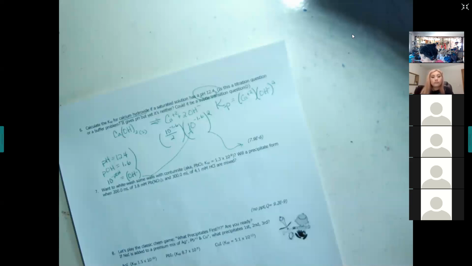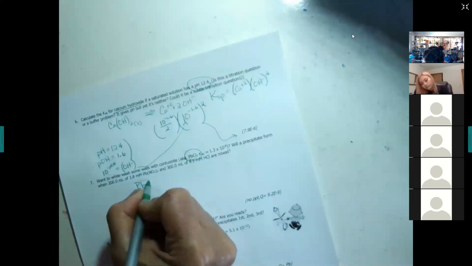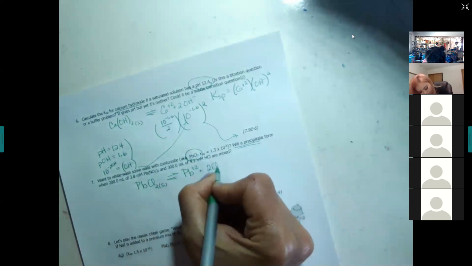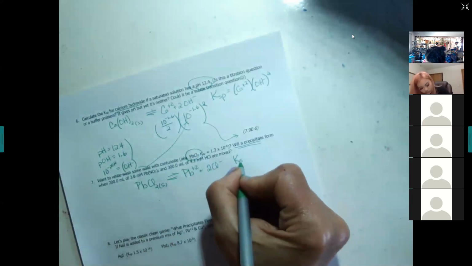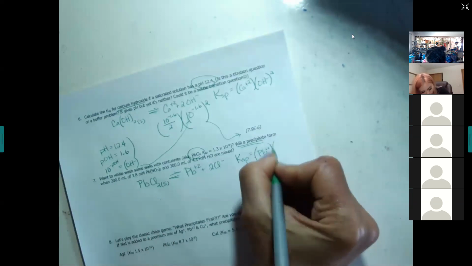All right. We're going to do PbCl2. So you would write your formula. This one, right off, will precipitate. Well, first thing you should do is write your equation. Lead and chloride. Write your KSP. Do it. All right. Will a precipitate form? This is a Q problem.